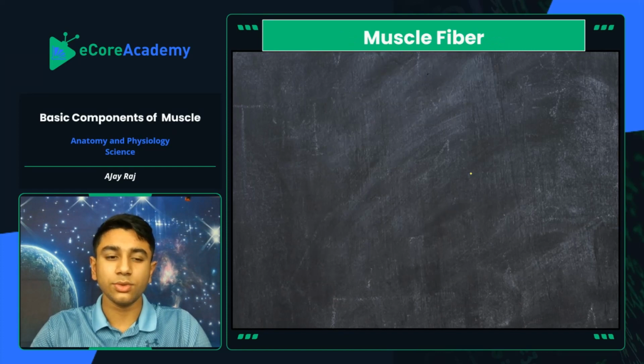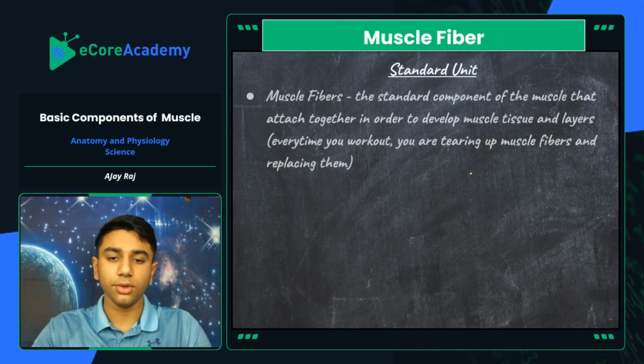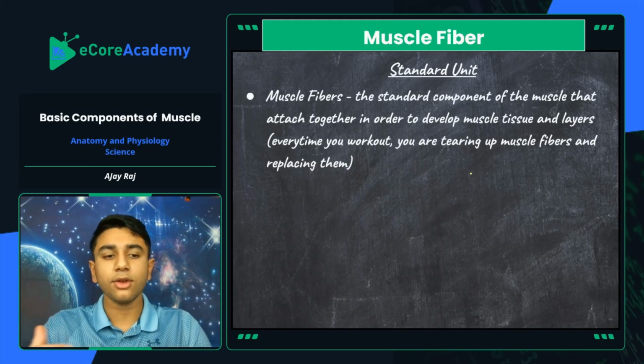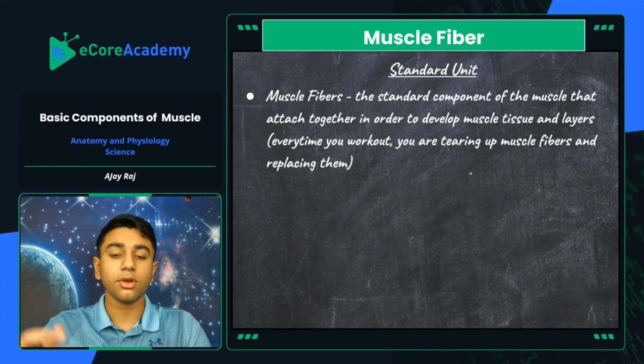So let's get into the basic components of muscle, and let's start off with the muscle fiber. This is the standard unit. The muscle fiber is considered the standard unit of the muscle. It's not the basic unit of the muscle, but it is the most standard and most independent part of the muscle itself. And it can do things on its own, essentially.